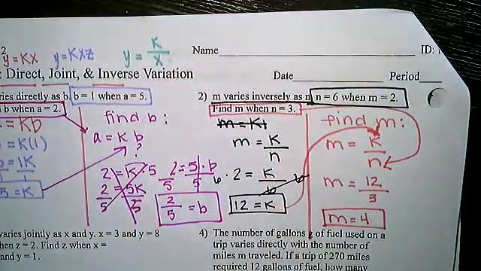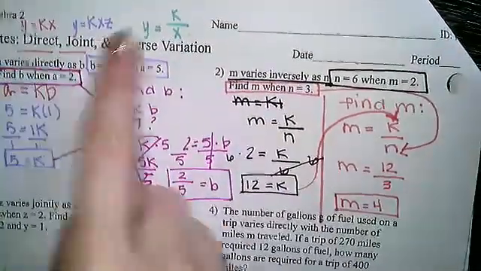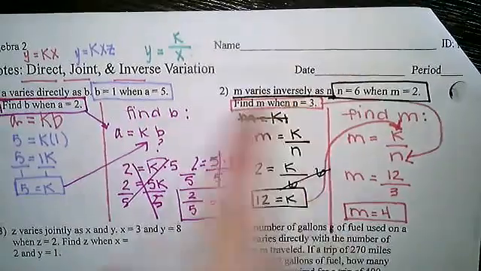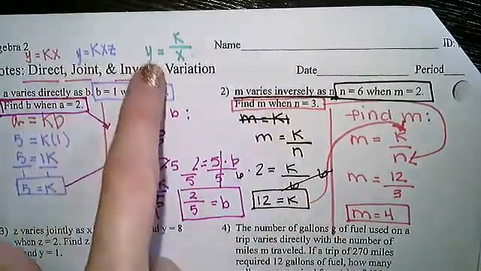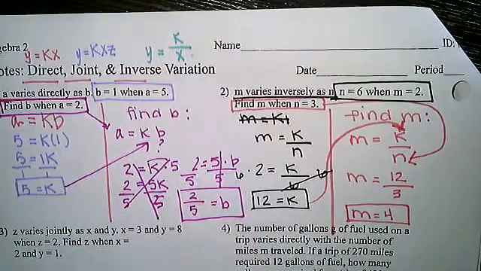Once again, finding that constant to start, using whatever formula aligns with the inversely or directly. It'll say jointly if we're doing joint variation, and making sure you plug in the variables correctly.